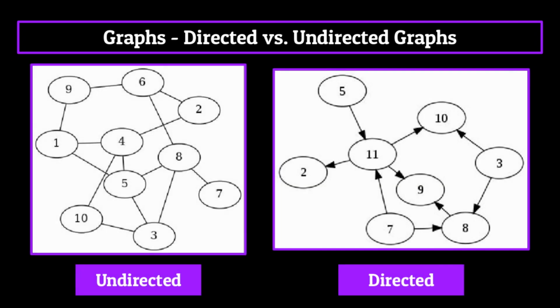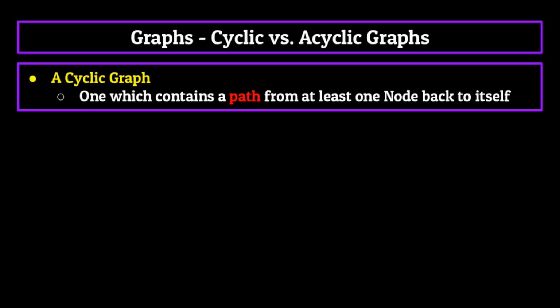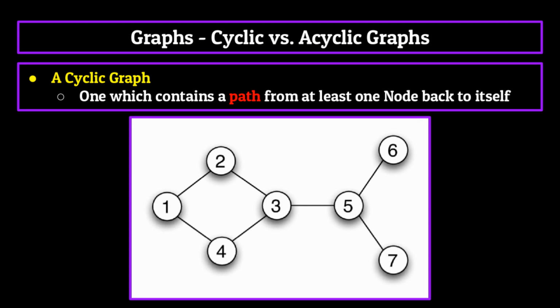Undirected and directed graphs both have their uses, as we discussed with the social media example. Both provide different functionality which will be useful to you in your computer science journey. Just like the next type of property a graph can be classified as, either cyclic or acyclic. A cyclic graph is one which contains a path from at least one node back to itself. So you can see by the example on your screen now that the 4 node leads to the 3 node, which leads to the 2 node, which leads to the 1 node, which finally leads back to the 4 node, forming a cycle. Essentially, we're able to follow at least one path that eventually leads back to our starting point.